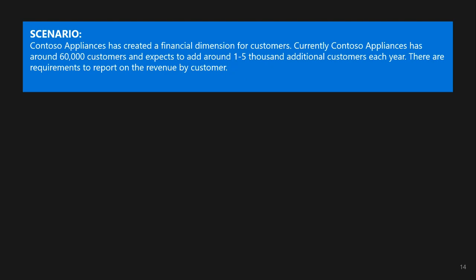Contoso Appliances has created a financial dimension for customers. Currently, Contoso Appliances has around 60,000 customers and expects to add around 1,000 to 5,000 additional customers each year. They're hoping for more like the 5,000 each year. And there are requirements to report on the revenue by customer. What do you think we should do here?